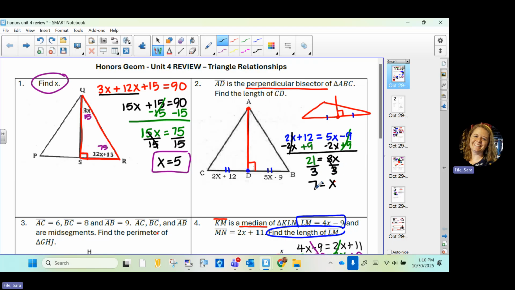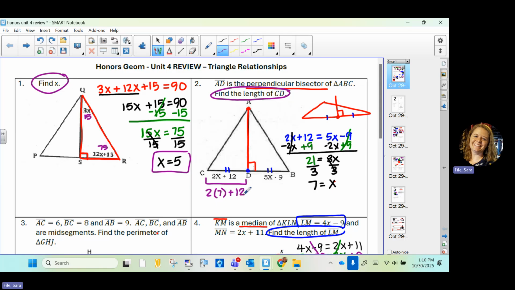Did the question ask us for x? No. I can't emphasize how important it is to go back and read the question. Every time you think you have an answer, go and read what they asked for. So I'm asked to find the side length of CD. So CD is this portion right here. So I need to now plug in a 7 for x.